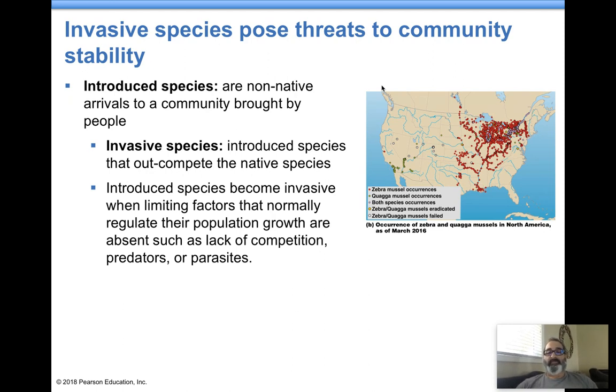And your chapter began with zebra mussels and what they did, basically. So be aware of what they did. There could be a question about zebra mussels on your test.